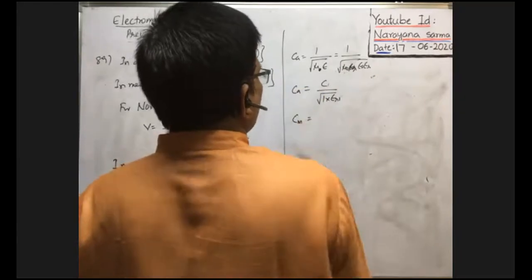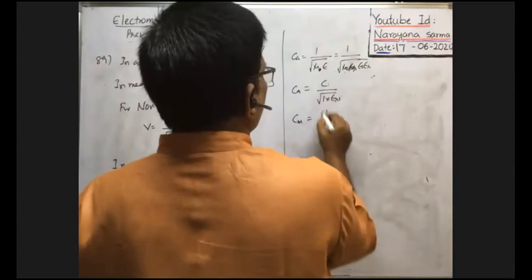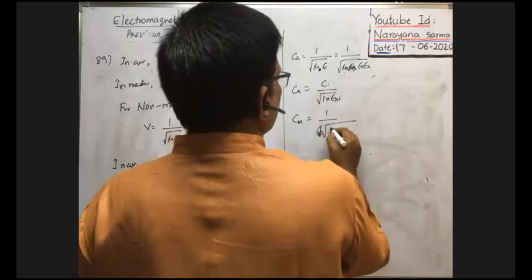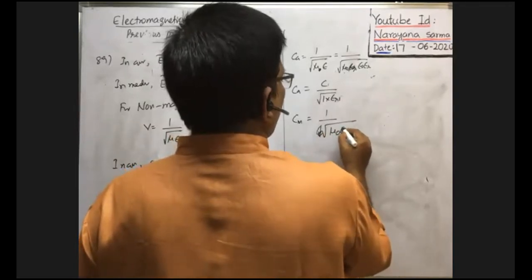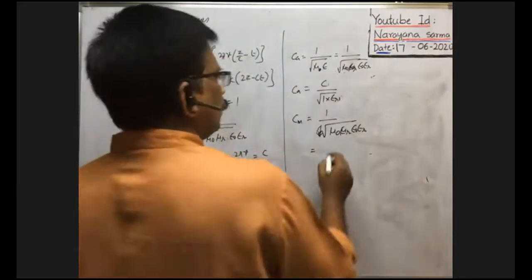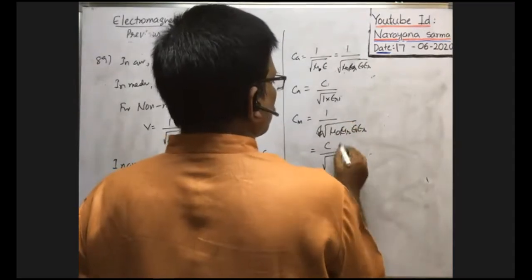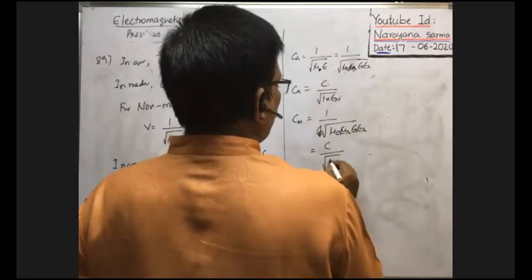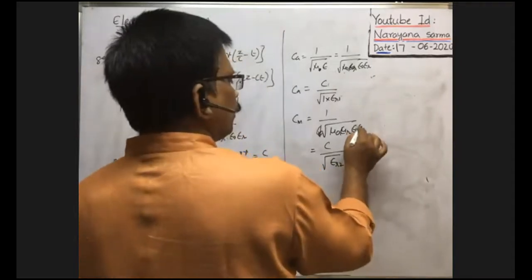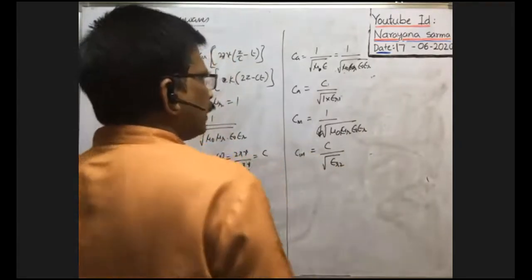Cm, we can write as 1 by root mu epsilon. This is only the formula. Root mu epsilon means mu naught mu r into epsilon naught epsilon r. This is equal to 1 by root mu naught epsilon naught, which is c, by root mu naught mu r, which is 1, into epsilon r2, because in the medium the relative permittivity is given as epsilon r2. This is Cm.